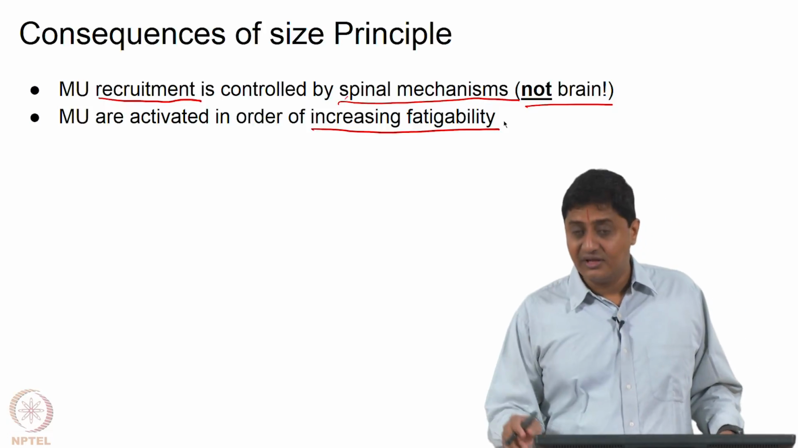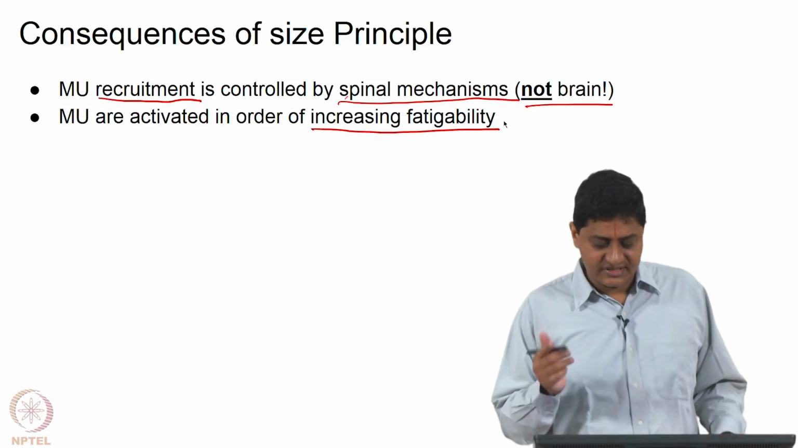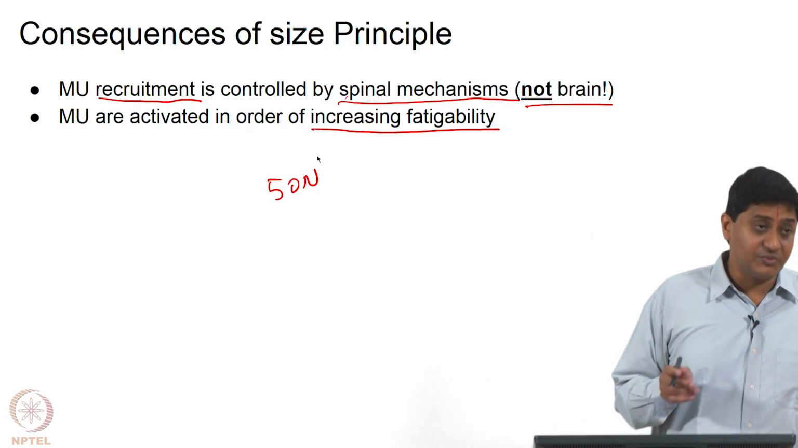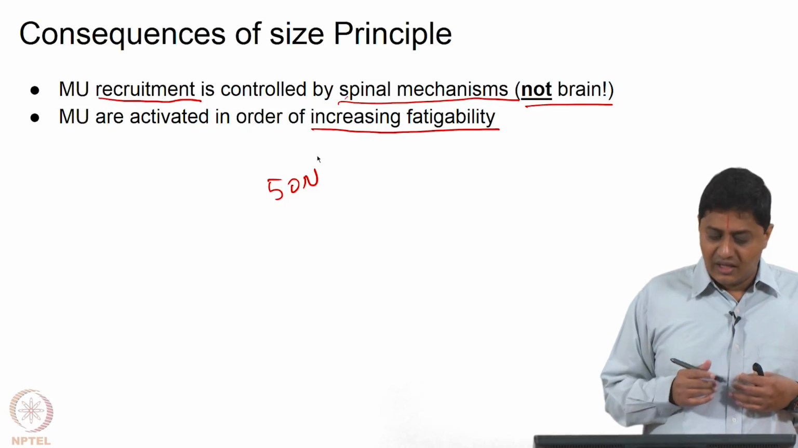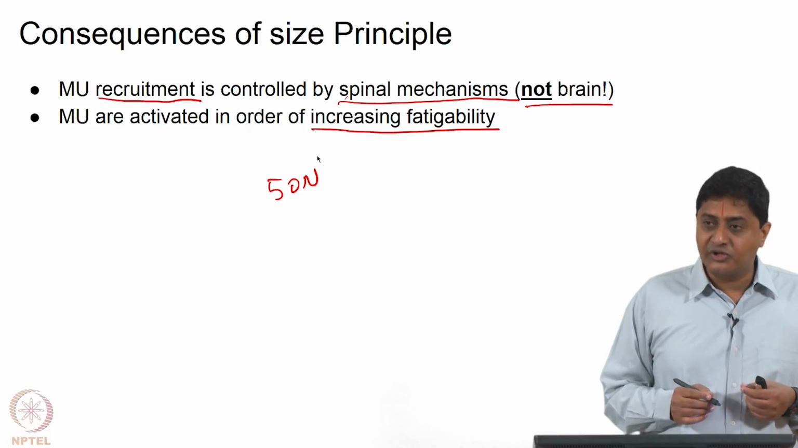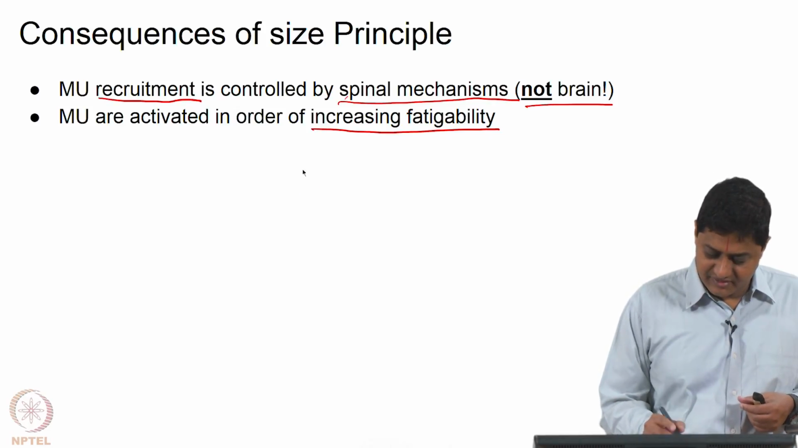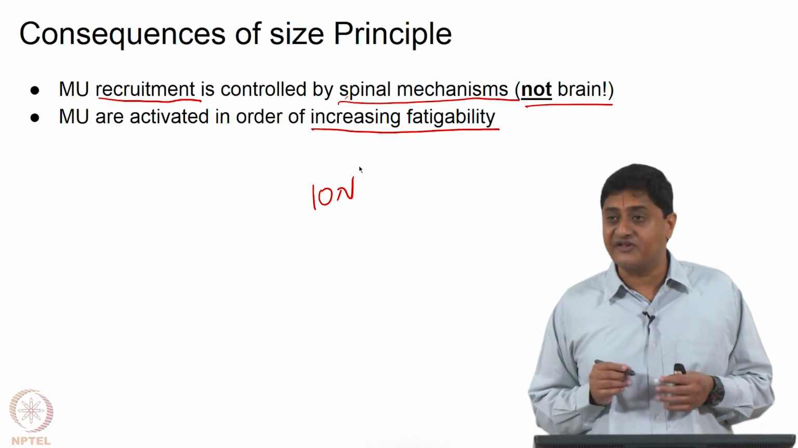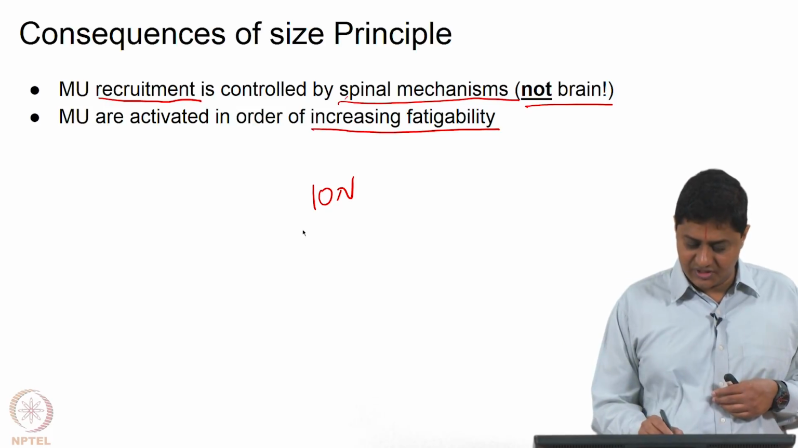Why is this important? Suppose I want to produce a particular amount of force, say 50 Newtons of force needs to be produced. For example, I need to produce 50 Newtons of force. Let's take a simpler example. Let's say I want to produce 10 Newtons of force, and I have two or three motor units together that can produce 10 Newtons.